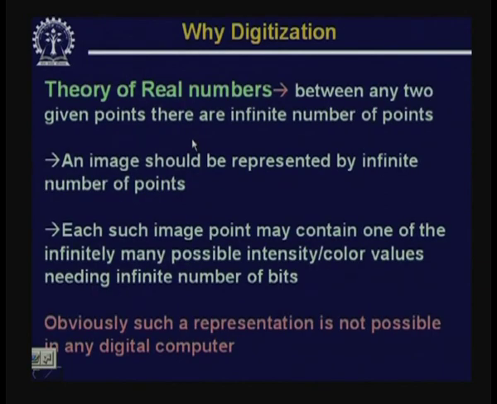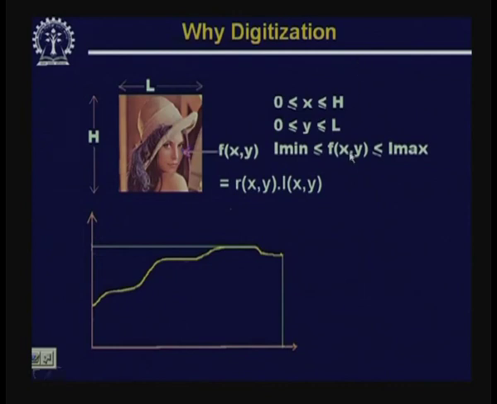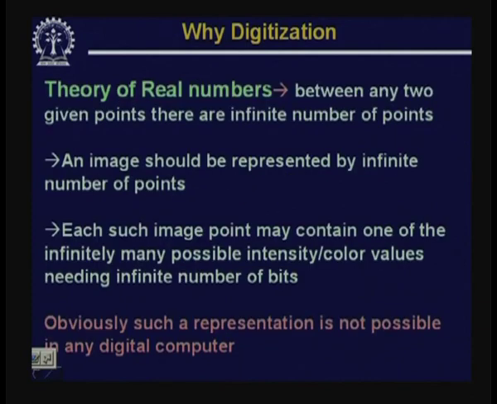So, effectively that means that if I want to represent this image in a computer, then this image has to be represented by infinite number of points. And secondly, when I consider the intensity value at a particular point, we have said that the intensity value f(x, y) varies between a certain minimum I min and a certain maximum I max. Here again the problem is that the number of intensity values between minimum and maximum is infinite. Which again means that if I want to represent an intensity value in a digital computer, then I have to have infinite number of bits to represent an intensity value. And obviously, such a representation is not possible in any digital computer.